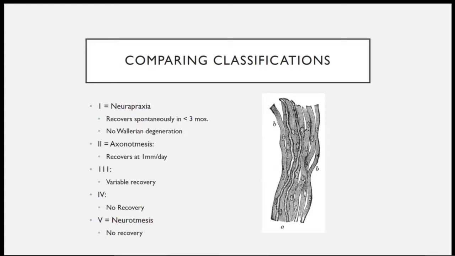The next one, which would be a grade 2 injury or the Seddon axonotmesis, recovers about 1 millimeter a day. And again, recovery is really pretty good with these, but it takes a long time. And you will see denervation atrophy.